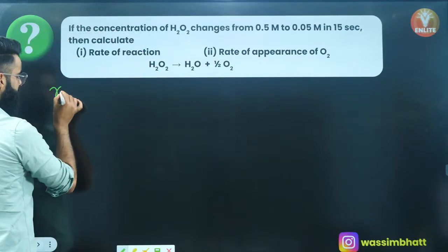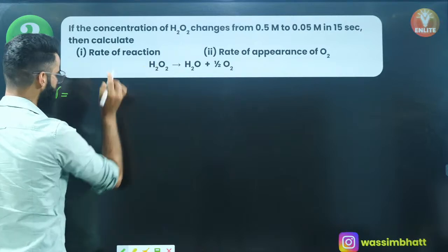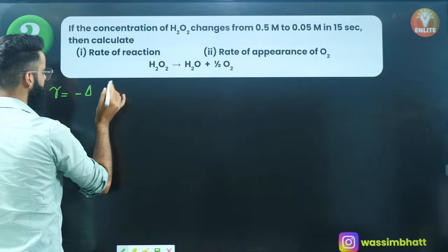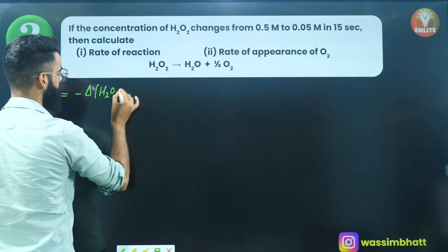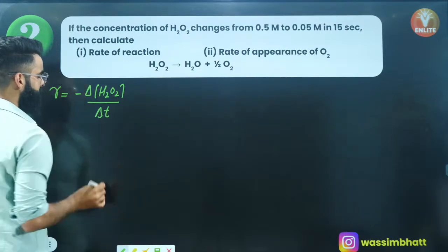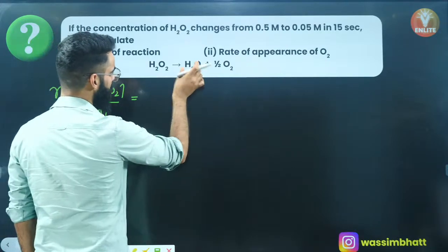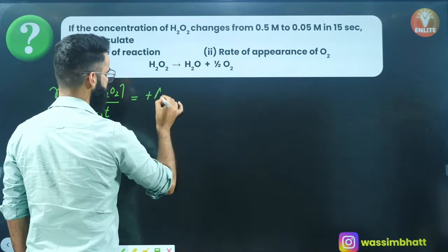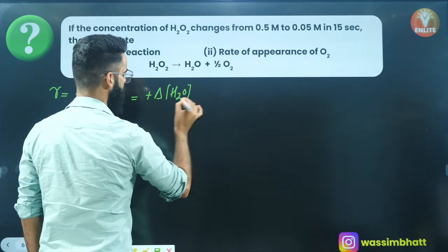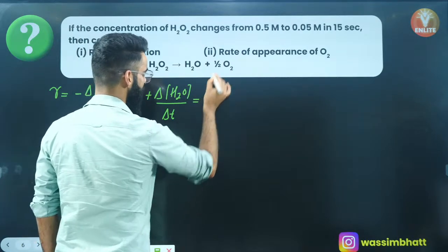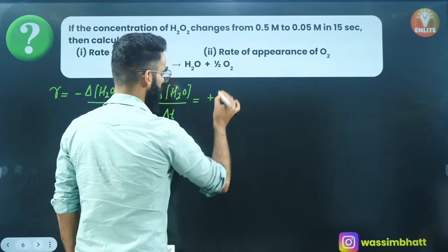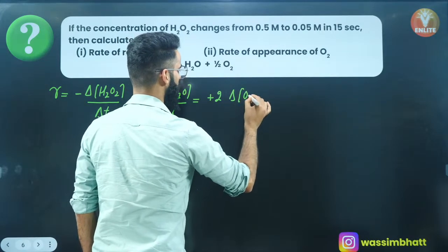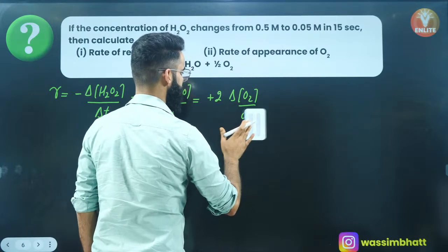Let me write the differential rate for it. With respect to H2O2, you'll be writing minus change in the concentration of H2O2 divided by time interval, right? Similarly, you can write the rate with respect to H2O as well. You're going to write it as plus, since the stoichiometric coefficient is 1, plus change in the concentration of H2O divided by time interval delta t. You can write it with respect to O2 as well. It's going to be plus 1 by the stoichiometric coefficient. The stoichiometric coefficient is 1 by 2, so the 2 comes up. Change in the concentration of O2 divided by delta t, time interval, right?